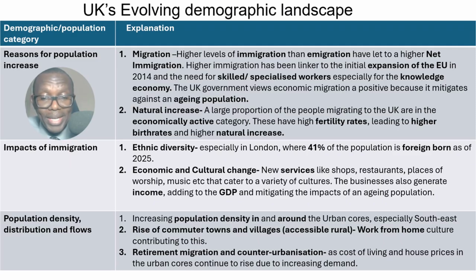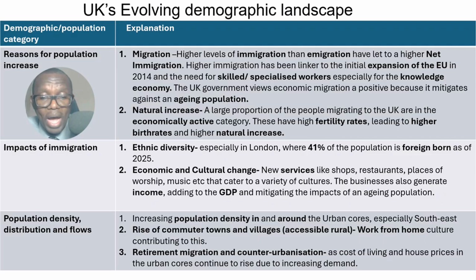Increasing population density in and around the urban cores, especially the southeast. So this is why we have 41% of London being foreign born, and that's because most of the migrants will migrate to where the jobs are, and that will be the urban cores. You will rarely find them in the rural periphery because there are no jobs, and they are actually migrating to the UK to get those jobs.